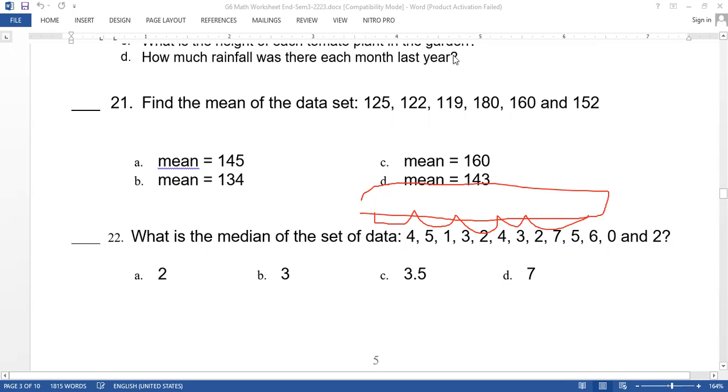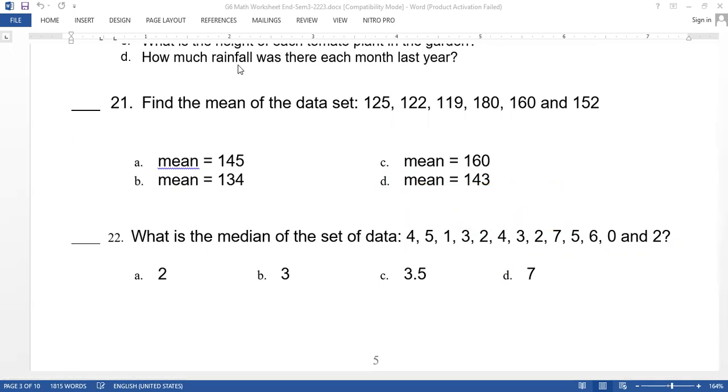What is the median of the set of data? Because we haven't explained any question about the median, the first thing in the median, we need to arrange them. I write them in order. 0. Do you have other zeros? No. 1. Do you have other ones? No. 2, 2, 2. Don't forget this.